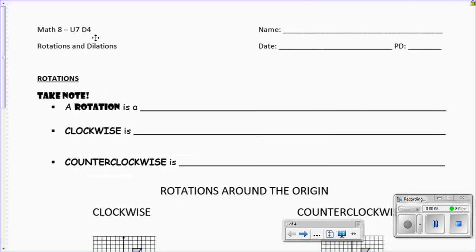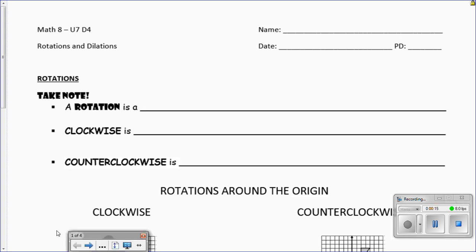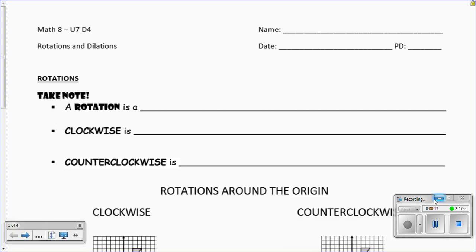Everybody. Today we're going to be doing our last day of notes, Unit 7, Day 4. We're going to do rotations and dilations, which are the last two transformations that we need to work on. So let's go ahead and get started.